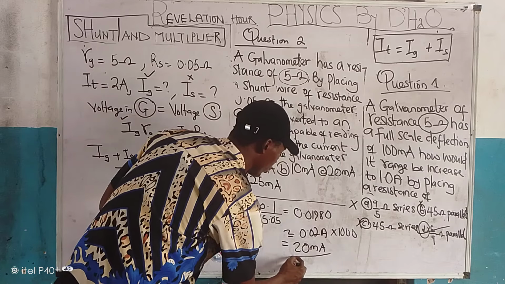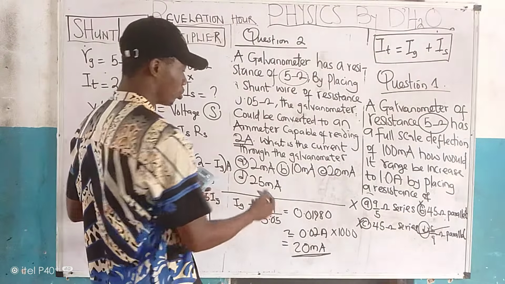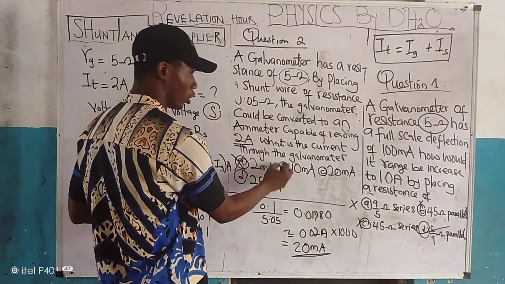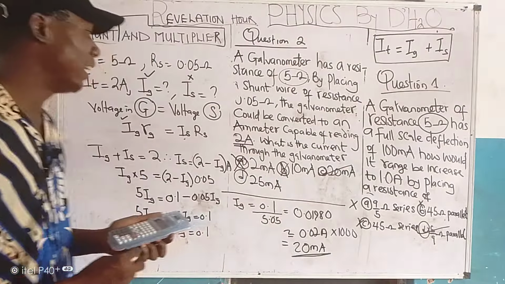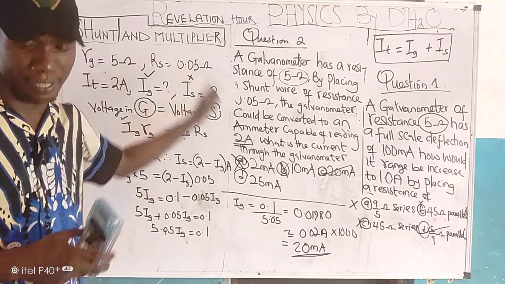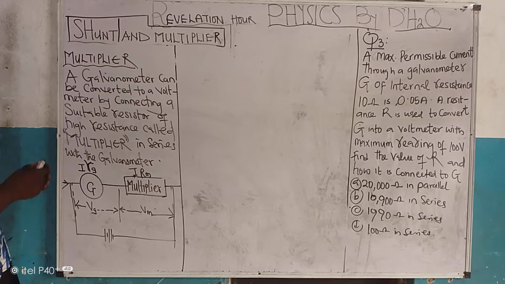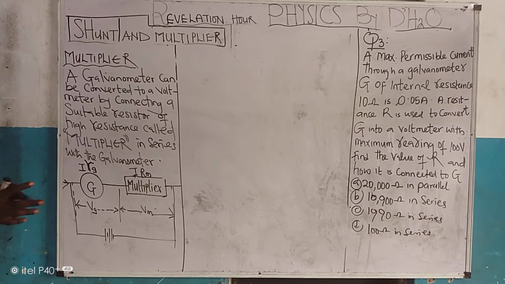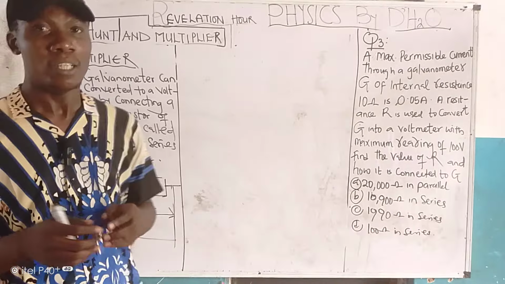So this is the current flowing through the galvanometer. So the answer is not A, it is not B. The answer is C. Are we together? So we are going to take just one question on multiplier, okay? Now we are going to convert a galvanometer to a voltmeter. We are going to convert a galvanometer to a voltmeter.